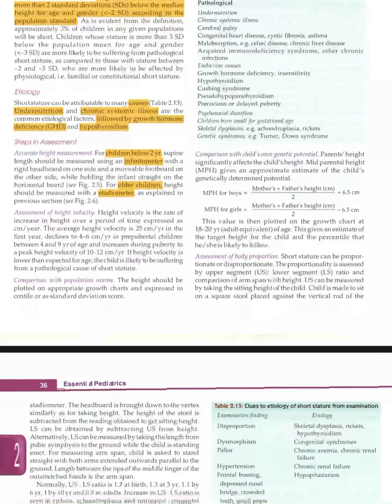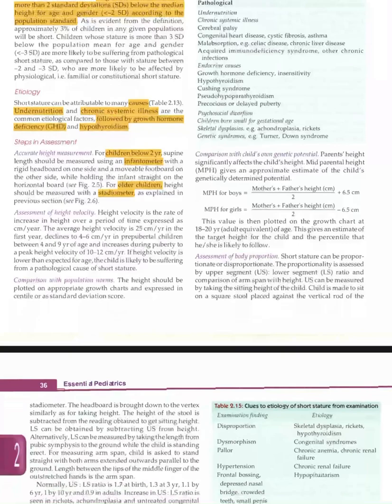Okay, assessment of height velocity. Height velocity is the rate of increase in height over a period of time, expressed as centimeter per year. The average height velocity is 25 centimeter per year in the first year, declines to 4 to 6 centimeter per year in prepubertal children between 4 and 9 years of age, and increases during puberty, with peak height velocity of 10 to 12 centimeter per year. If height velocity is lower than expected for age, the child is likely to be suffering from a pathological cause of short stature.